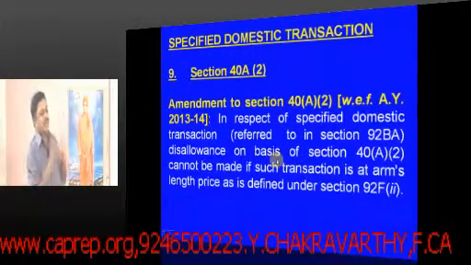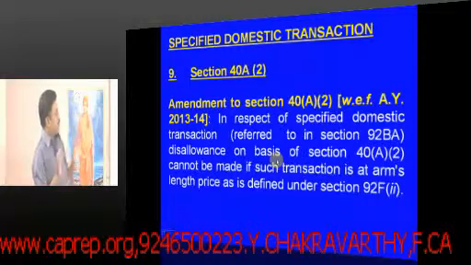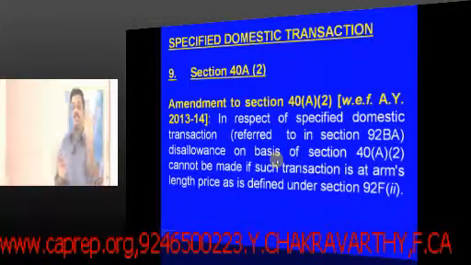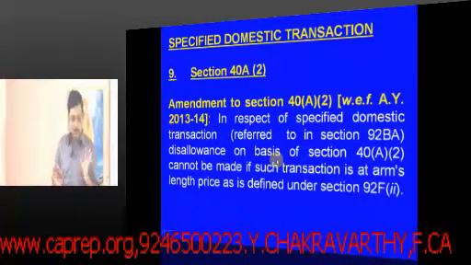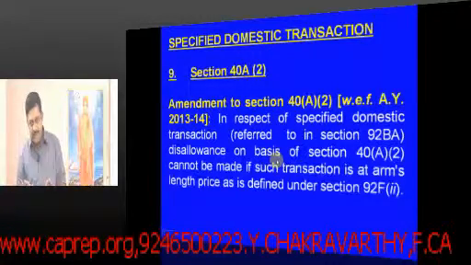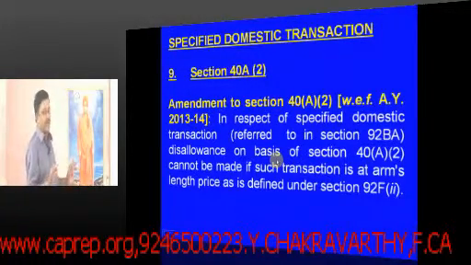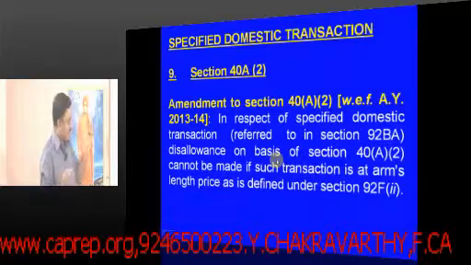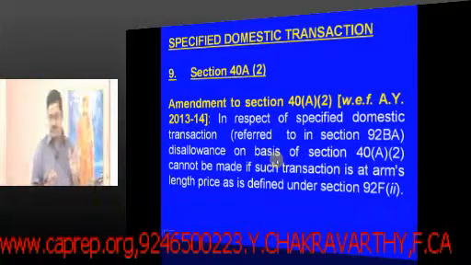So now as a student, you are supposed to understand what a specified domestic transaction is, which is given in section 92BA, and what the definition of arm's length price is, which is given in section 92F.